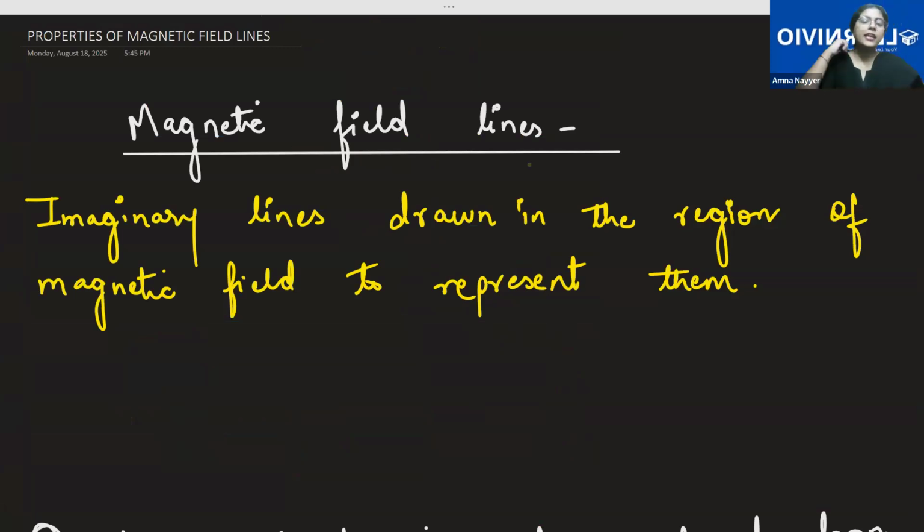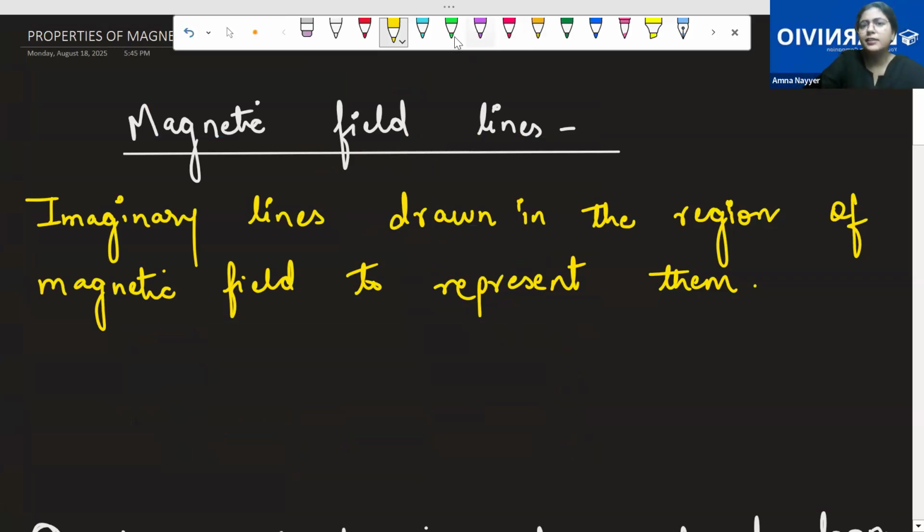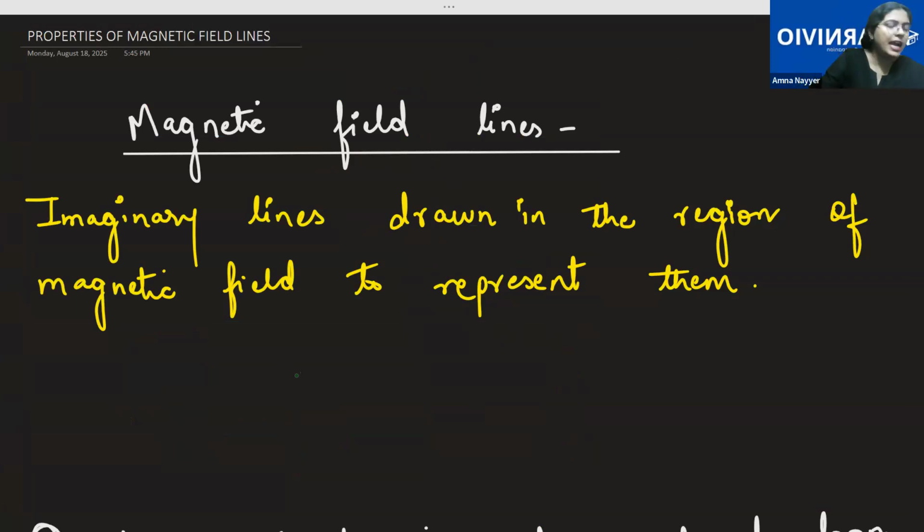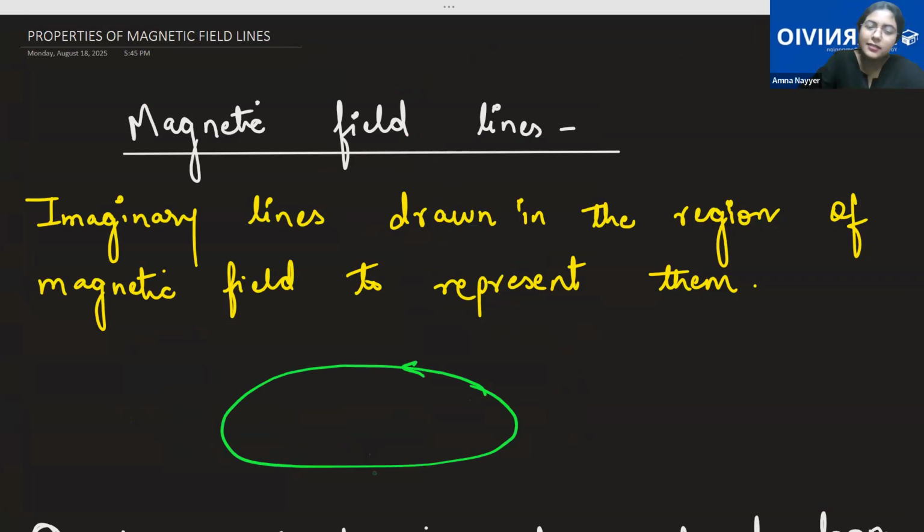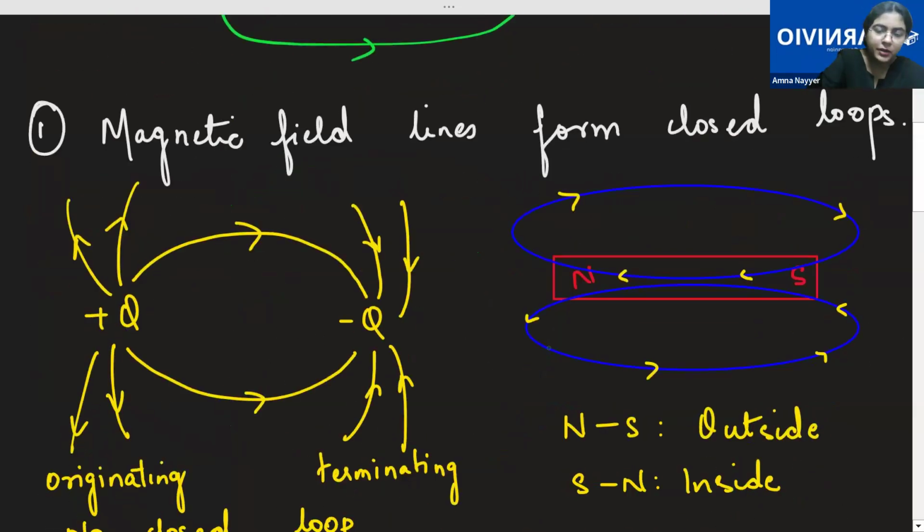Like we discussed about the electrostatic field and electric field lines, we have the concept of magnetic field lines. The way electric field lines represent the electric field, similarly, magnetic field lines are also imaginary lines that represent the magnetic field. But there are certain differences and certain similarities. They are imaginary lines drawn in the region of a magnetic field to represent it. So let's come to the properties.